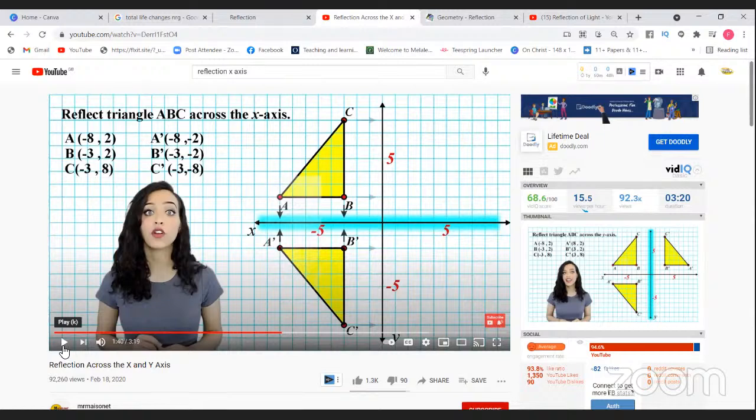So when I reflect in the x-axis, nothing happens to x. The x stays the same when we reflect in the x-axis, and y has to change. Let me just think about it. What if I reflect in the y-axis now? I know that something is going to change and something is going to remain the same. What do you think is going to change and what do you think is going to remain the same?